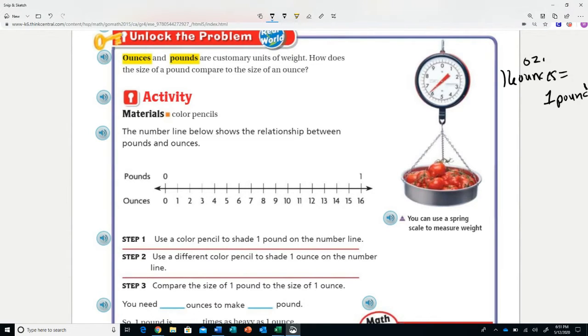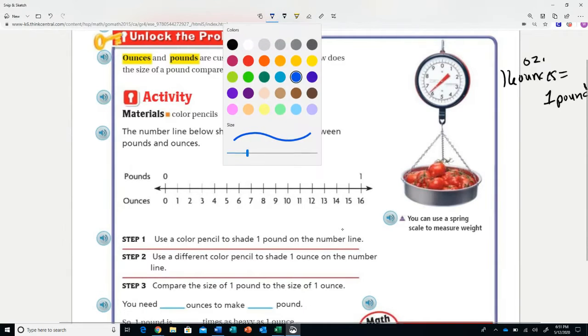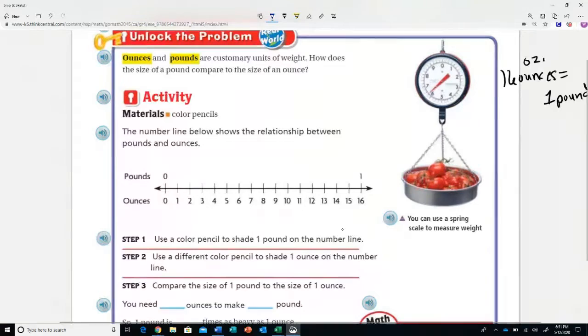So I'm going to use a couple different colors here. It says use a colored pencil to shade 1 pound on the number line. So let's go ahead and go with blue. And how about we make it a little fancy and increase our thickness here. So 1 pound is the entire number line from 0 to 1. That is a pound. Think a pound of butter.